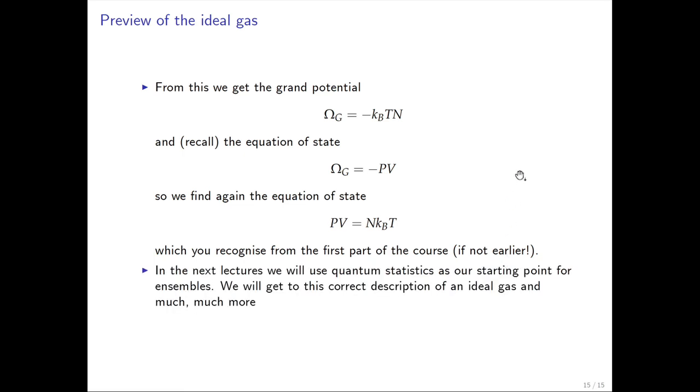In the next lectures, we'll use quantum statistics as a starting point for ensembles, and eventually we'll get back to the ideal gas, this correct description of the ideal gas, and in the meantime we'll find a lot more. In the next lecture, we will start our discussion of quantum distributions, which we'll derive using the grand canonical ensemble and taking into account the proper quantum statistics. Okay then, I'll see you in the next lecture.